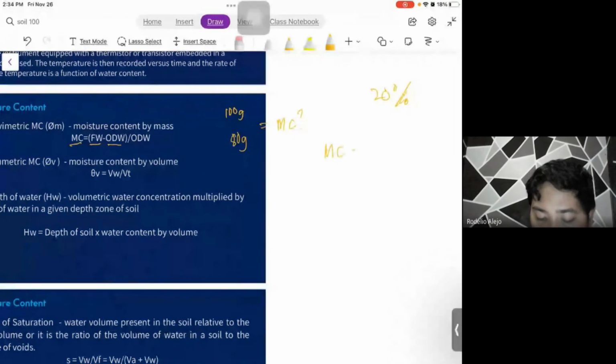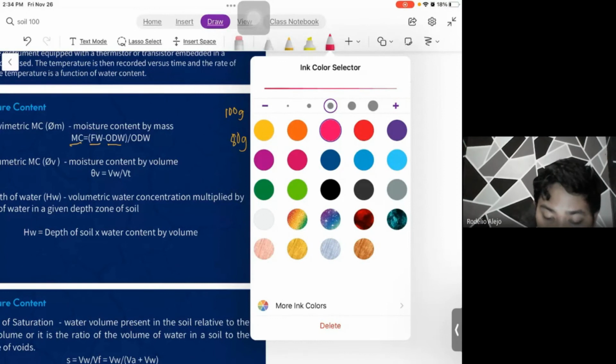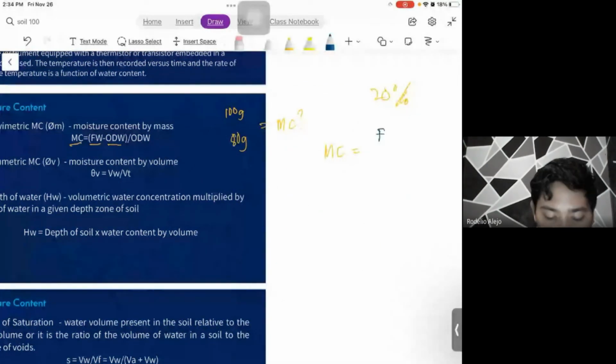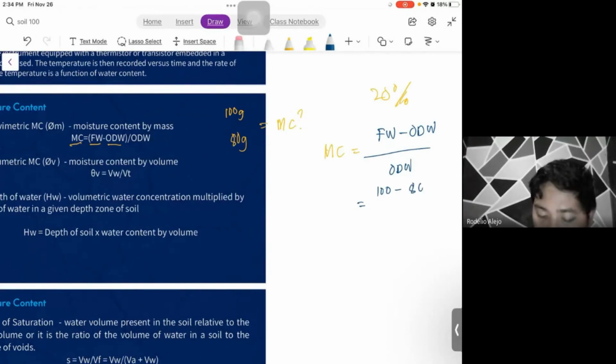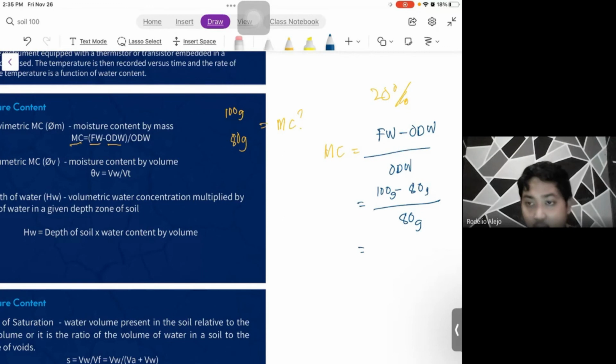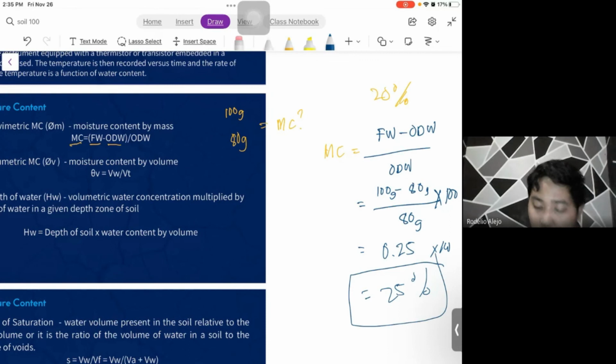So MC is equal to fresh weight minus oven dry weight over oven dry weight. So fresh weight is equal to 100 grams minus 80 grams over 80 grams. So, ilan yung moisture content? Do you have a calculator on you? So, 100 minus 80 is 20, divided by 80 is actually 0.25. So that will be converted into percent times 100. So the moisture content is actually 25%. Okay? That's how you calculate the moisture content of the soil.